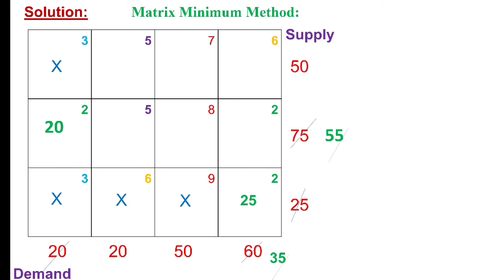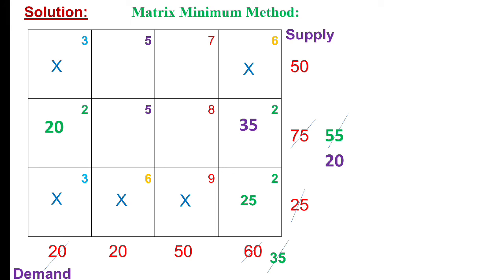Then out of that 5, 7, 5, 8 are the empty cells. In that, the minimum is 5. There are two 5s. In the first row, second column, you check it out: 5, 5. In the second row, 20 and 20 are equal. But in the first row, 50 value remains. The second column is 20, so here 20. Here the minimum value is 20 in both places, so we can allocate 20.